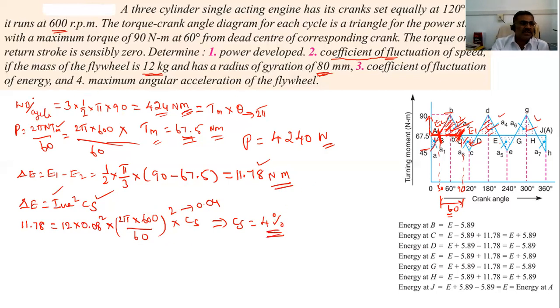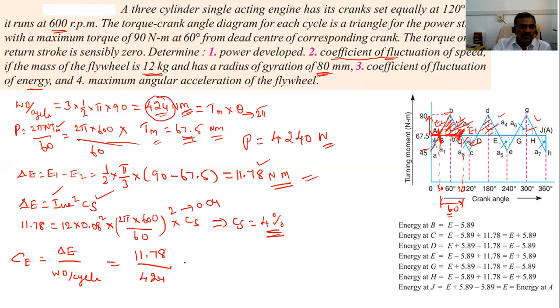The next one is coefficient of fluctuation of energy. Now, what is coefficient of fluctuation of energy? That is CE. How to calculate this? Coefficient of fluctuation of energy is equal to delta E divided by work done per cycle. That is the equation. Delta E is 11.78 divided by work done per cycle, that is 424. If you calculate this, it will be 0.0278. If you put in percentage, it will be 2.78%.